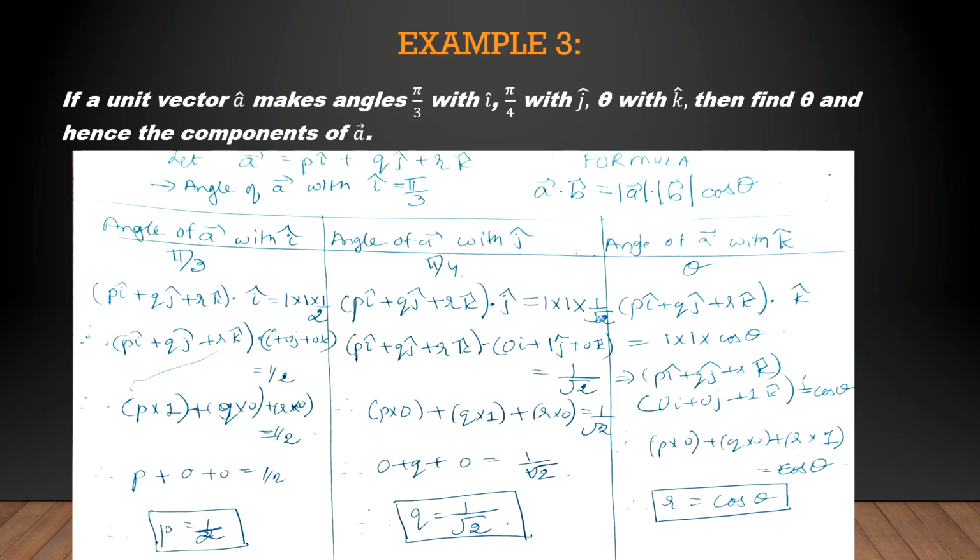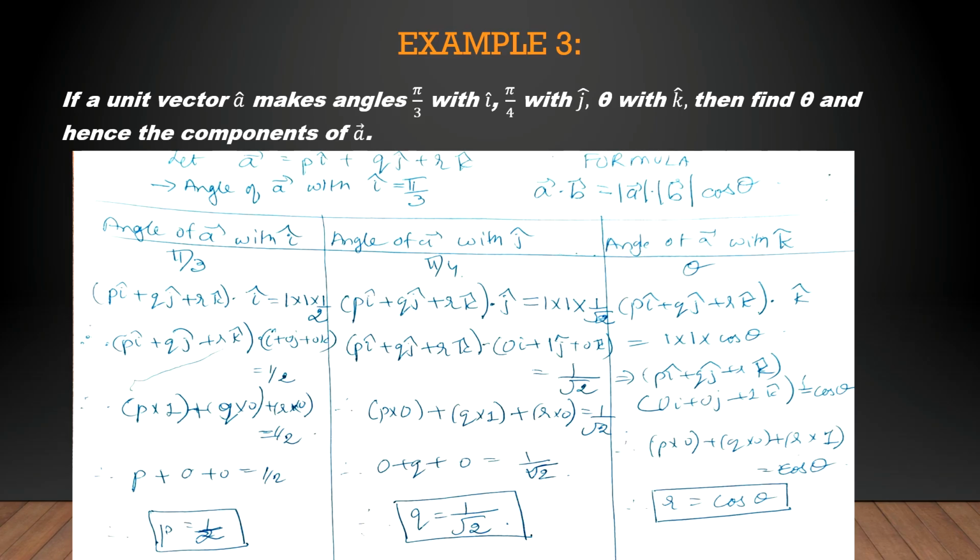So now when you simplify, it is p i cap plus q j cap plus r k cap into i cap, means you can write it as 1 into i cap plus 0 into j cap plus 0 into k cap, and this is equal to half. So when you just simplify, you'll be getting p into 1 plus q into 0 plus r into 0. Hence p plus 0 is half. So p is equal to half.